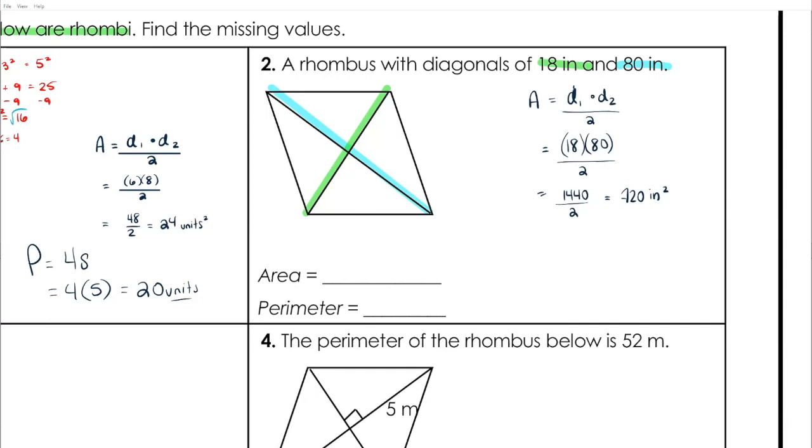We do not have enough information right now to find the perimeter, though, because perimeter is 4 times our side length. Unfortunately, we do not know our side length, but we have the ability to find it. This blue diagonal and our green diagonal, what do we know about them because they're a parallelogram? They are being bisected. Excellent. Okay, so if the full length of our blue is 80, each half length has to be 40. Do we agree there? Same thing with our green side. If the full length of our green is 18, each half has to be 9.